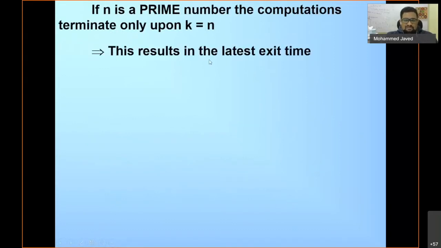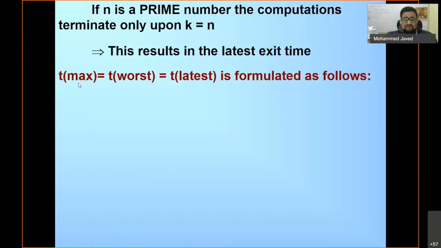In the previous case we saw that n is an even number, and now we take that n is a prime number. So the computation terminates only upon k equal to n. In this case, the result is the latest exit time. In the previous slide we saw the best exit time, and now we are seeing the latest exit time, or the worst exit time. So let us coin these words: T max is equal to T worst is equal to T latest, formulated as follows.